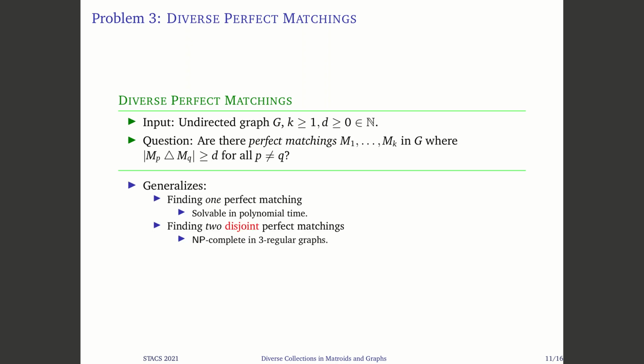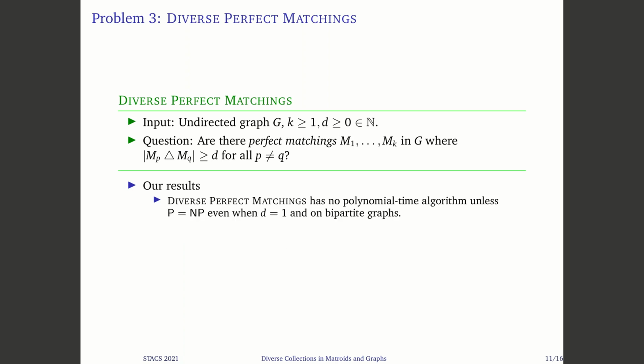This problem generalizes firstly the problem of finding one perfect matching of a graph, which is solvable in polynomial time, and also the problem of finding two disjoint perfect matchings, which somewhat surprisingly happens to be NP-complete even in three regular graphs.